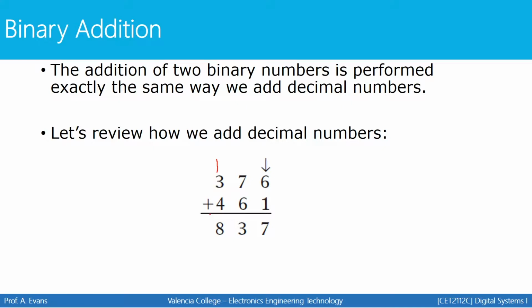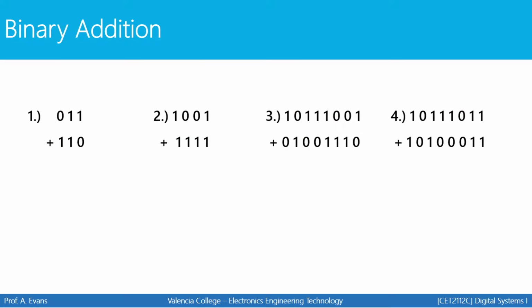That same idea is going to apply to binary addition, except we don't have the decimal number system anymore. We don't have a base 10 system, we have a base 2 system. So it's going to be slightly different, but for the most part, you're going to think about the process the same way you would normally add numbers. So here are some examples. Starting on the left with number 1, we're going to add the number 011 to the number 110. These are binary numbers, so we're going to add in binary.